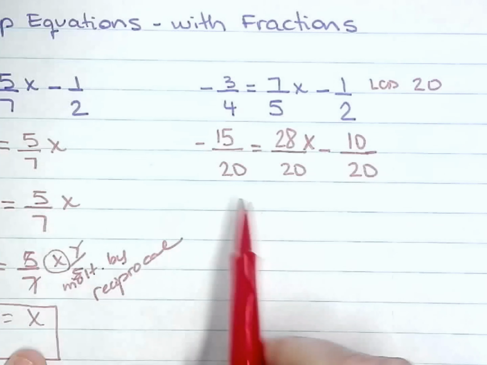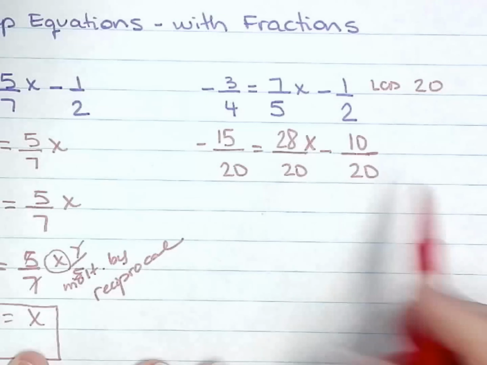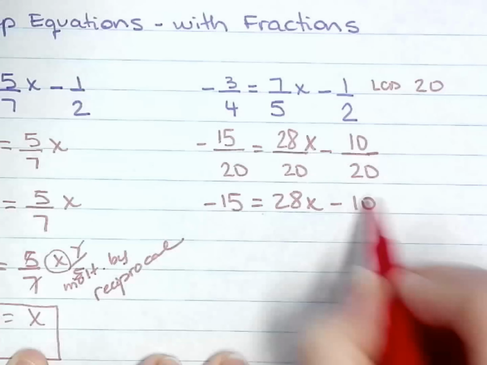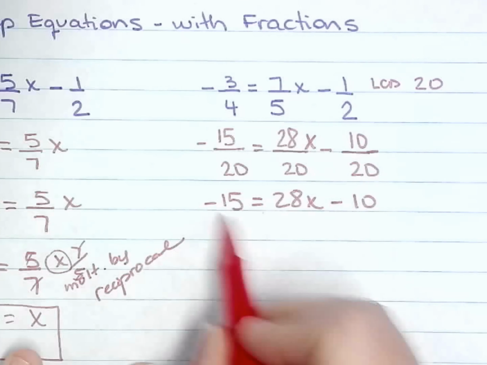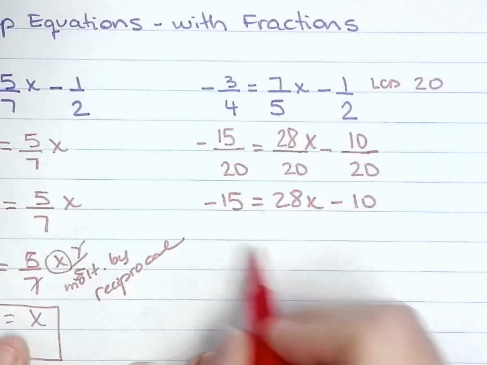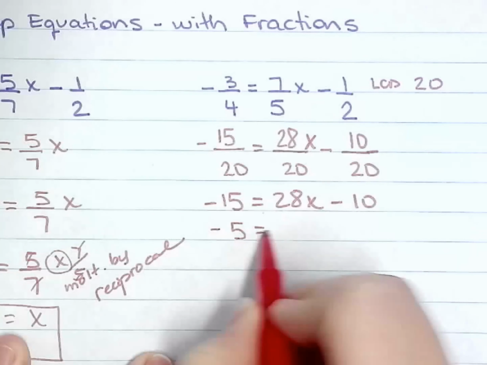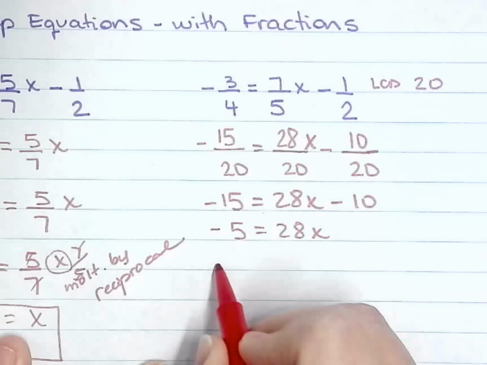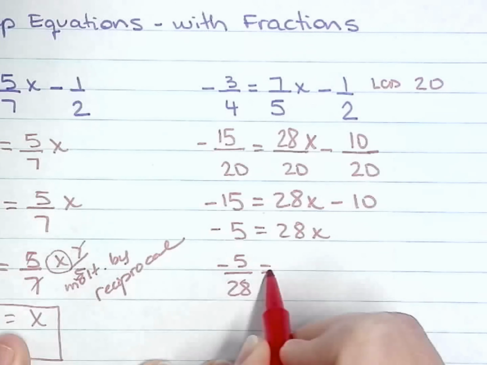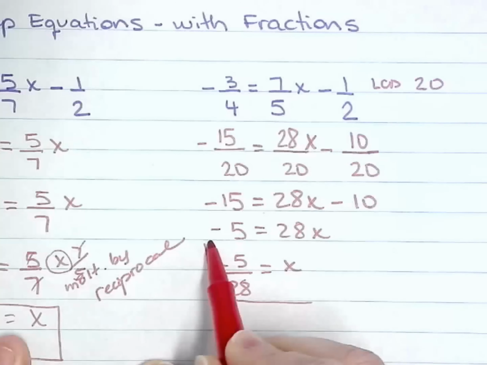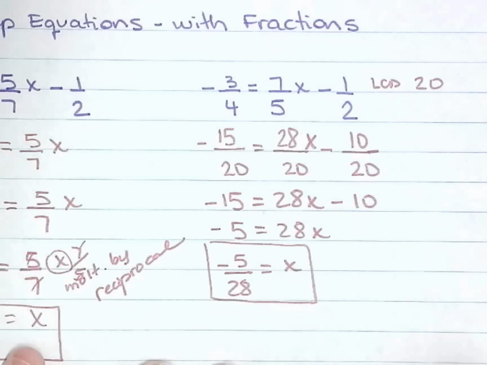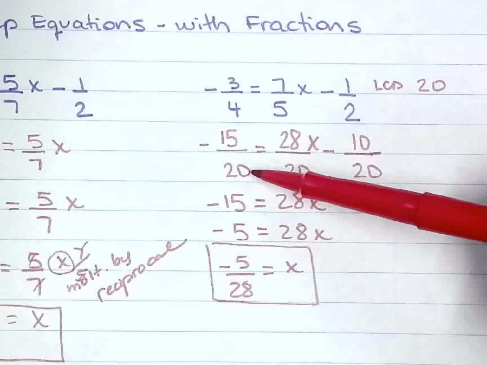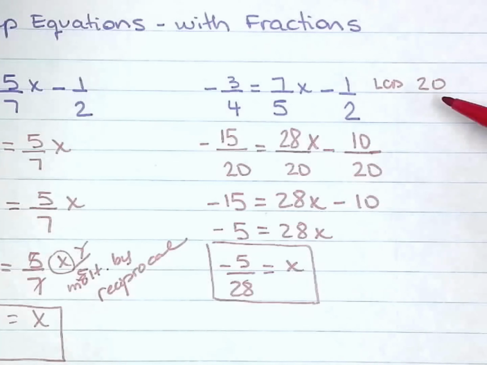Okay, now that they all have the denominator equal 20, I can just rewrite this equation without the denominator because they're all the same. So you add 10 to both sides. I get negative 5 right there. And then when you divide by 28, you get negative 5/28 equals x. So either way, it's just a matter of preference. Either way, you're going to get the right answer. Just make sure you're double checking when you're transforming your fraction into the least common denominator that you're looking for.